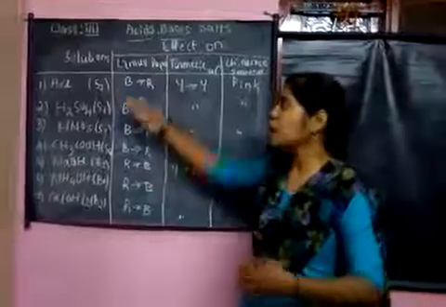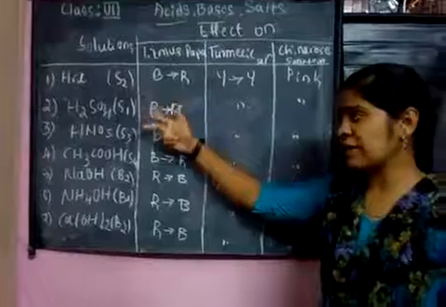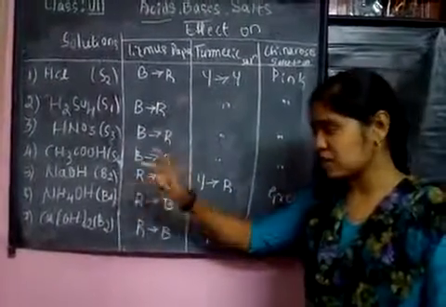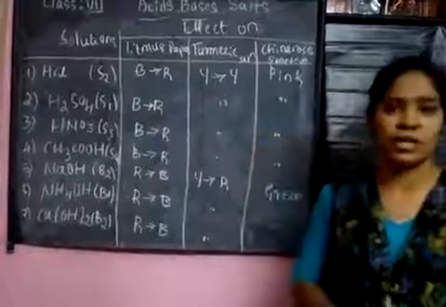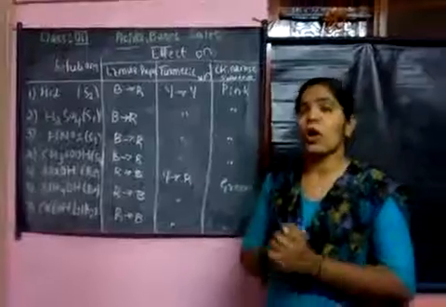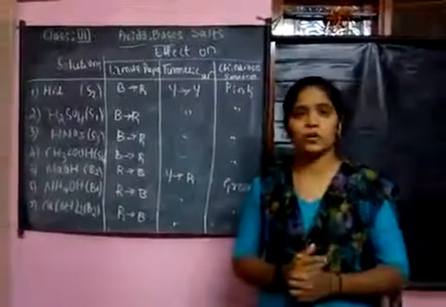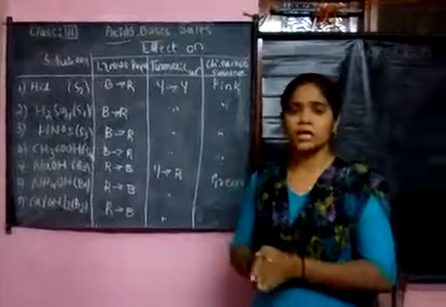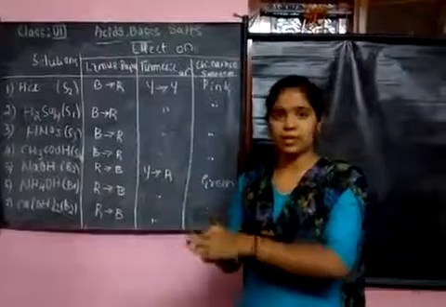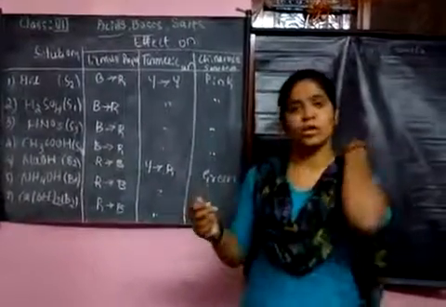Examples for them are HCl, that means hydrochloric acid, sulfuric acid, nitric acid, acetic acid, and sodium hydroxide and ammonium hydroxide, and lastly calcium hydroxide. These are the given acids and bases. So how do these act upon the litmus paper, turmeric solution and China-Roche solution? If the chemicals are acidic, meaning acidity is present in them, then what happens to the litmus paper?